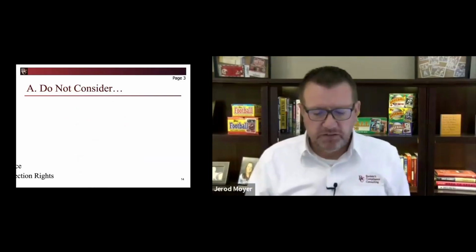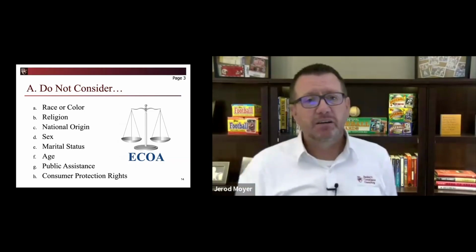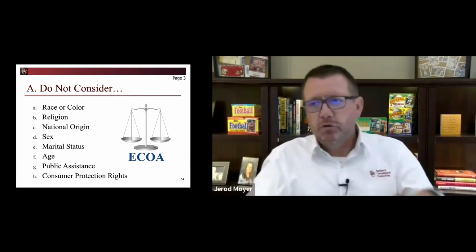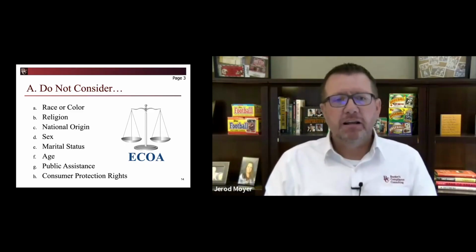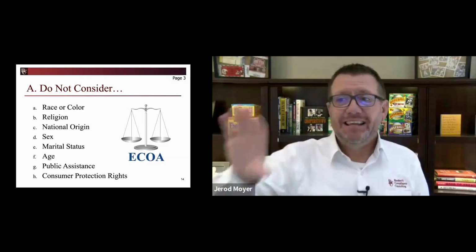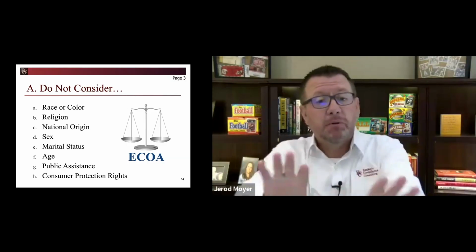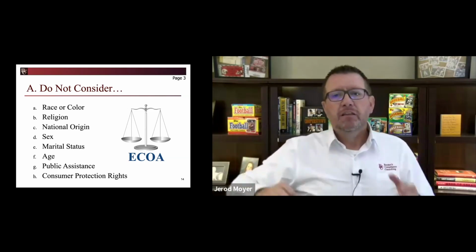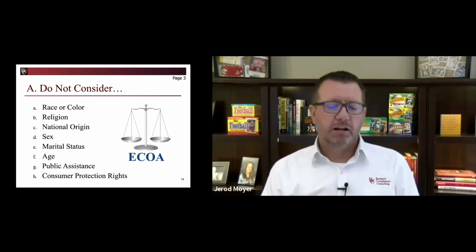Hey, there's a laundry list of things on page number 3. When we talk about illegal discrimination, this is exactly what we're talking about. You, the institution, you, the individual lender, cannot take into account with respect to any aspect of a credit transaction, these 8 items: race, color, religion, national origin, sex, marital status, age, public assistance, and any right under the Consumer Protection Act. Okay, these things cannot carry any weight when you're doing anything with respect to a credit transaction.